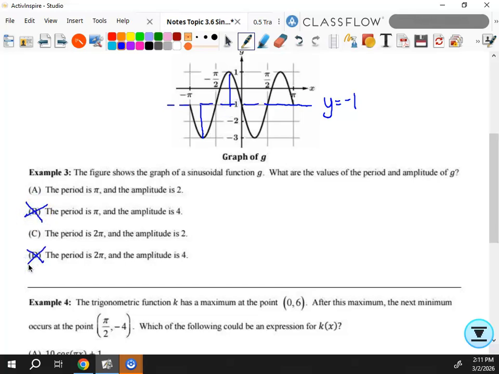Okay. Then I'm looking for the period. Now, the period, you can start and end anywhere, but if I start at 0, a lot of times that makes things a little bit easier. That's one cycle, so I'm going from 0 to pi. My answer is A.